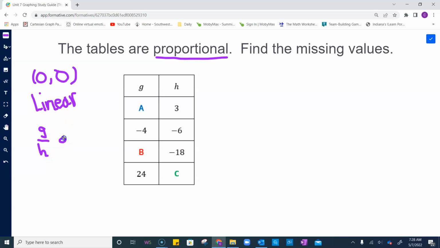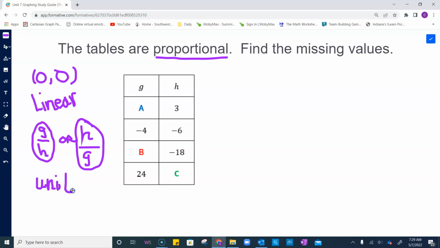ratios in the table, or I take all the H values and compare them to G, the reciprocal, this rate will be equivalent for the entire table. Or if I flip it over, this ratio here will be the same for the entire table. I also know that they all have the same unit rate. So if I take these fractions and compute the unit rates on them, it's the same for each one when I do that.